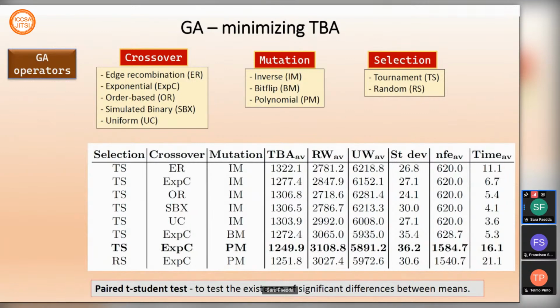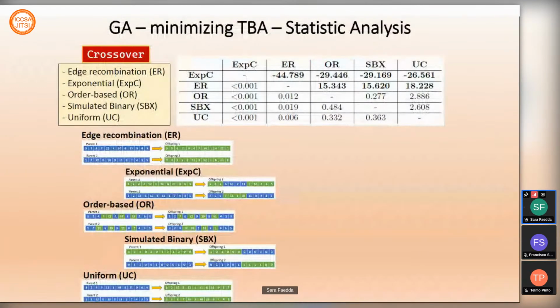So when we were collecting these results, we did a pairwise paired t-test to test the existence of significant differences between means. So when we were testing the crossover operators, we obtained the results in that table.